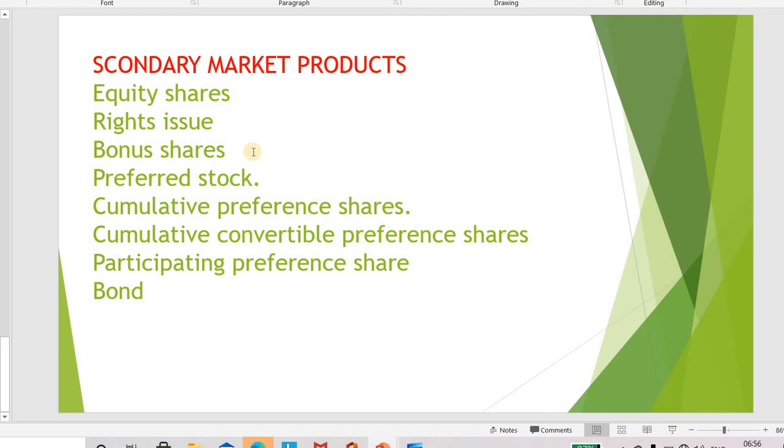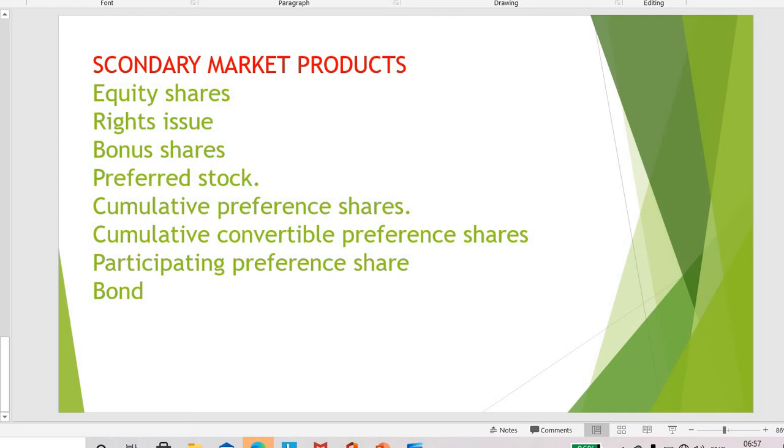Okay, next one, participating preference share. The right of certain preference shareholders to participate in profits after a specified fixed dividend contracted for is paid. In the participating preference share, the right of certain preference shareholders to participate in profit after a specified dividend contracted for is paid. Okay.